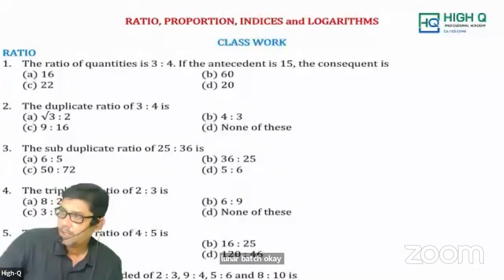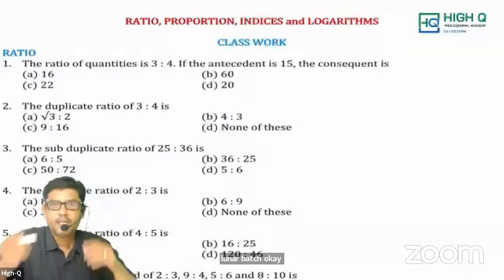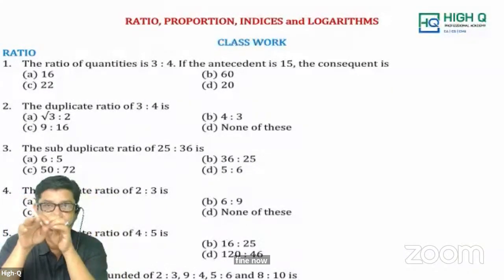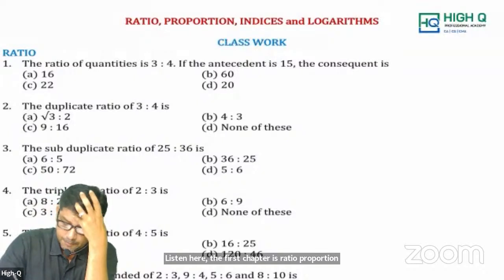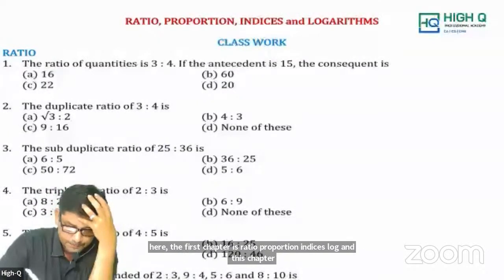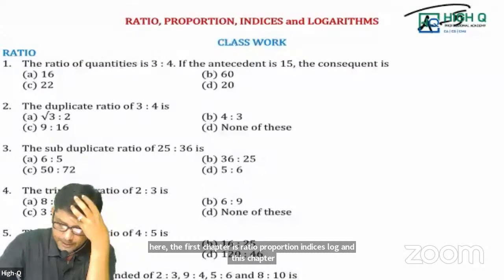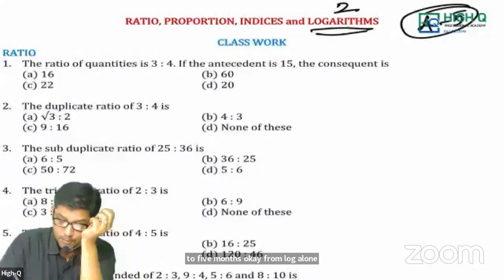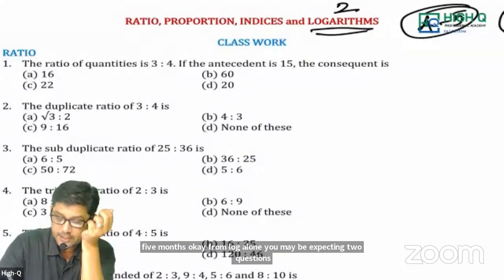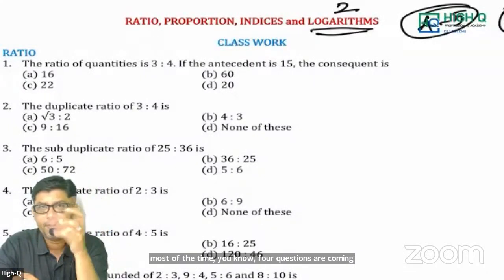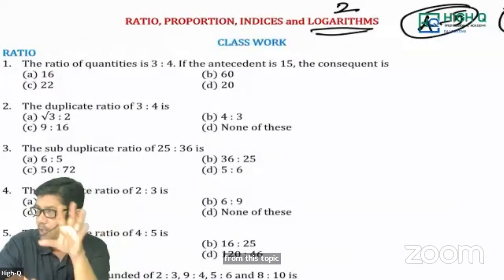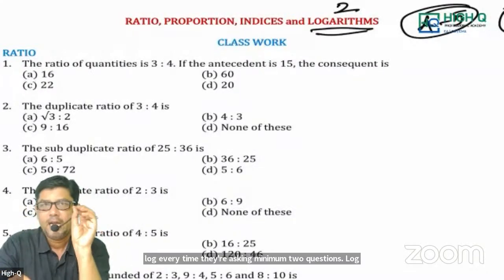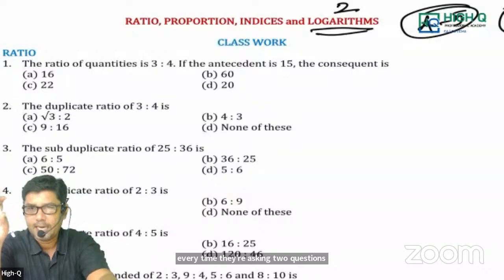Now, listen here. The first chapter is ratio, proportion, indices, and log, and this chapter carries a minimum of 4 to 5 marks. From log alone, you may expect 2 questions. Most of the time, 4 questions come from this topic. Every time they ask a minimum of 2 questions from log. And remember, they ask very basic questions from log.